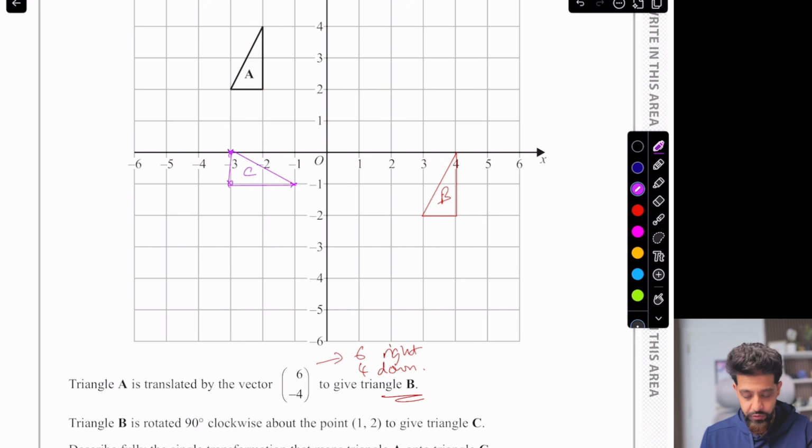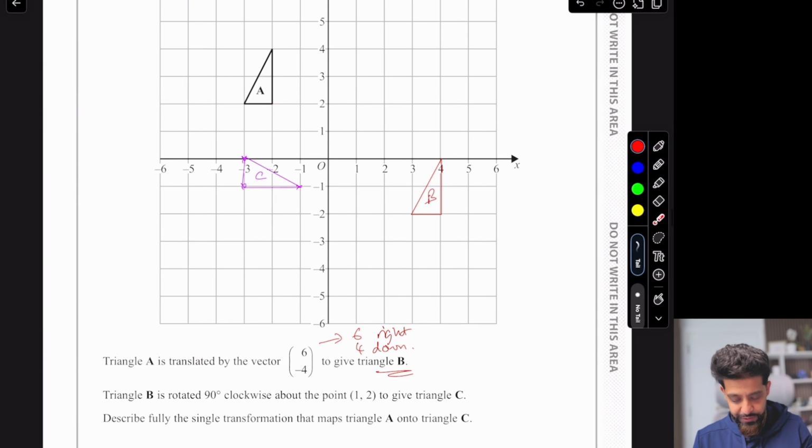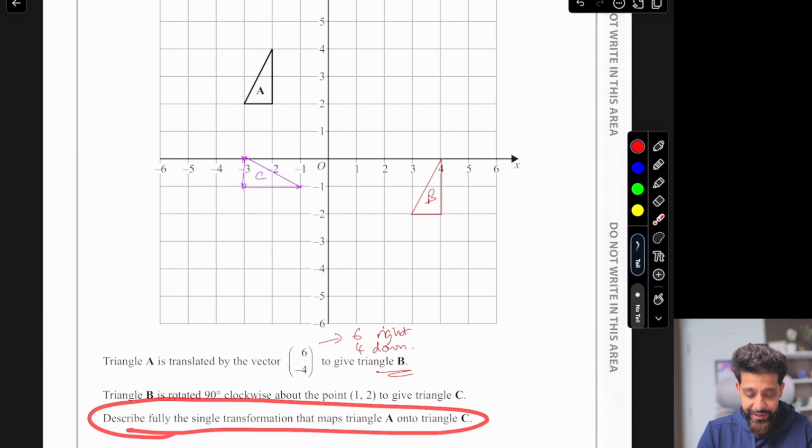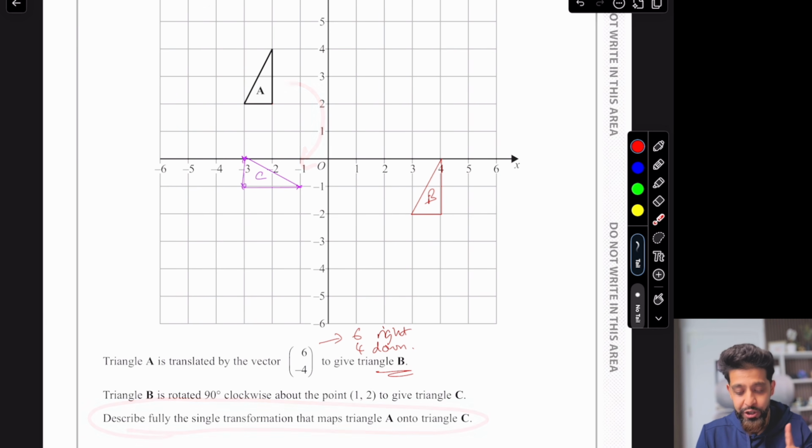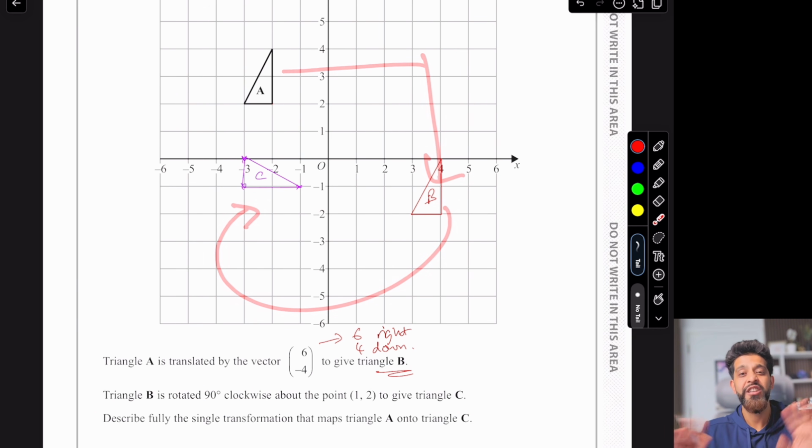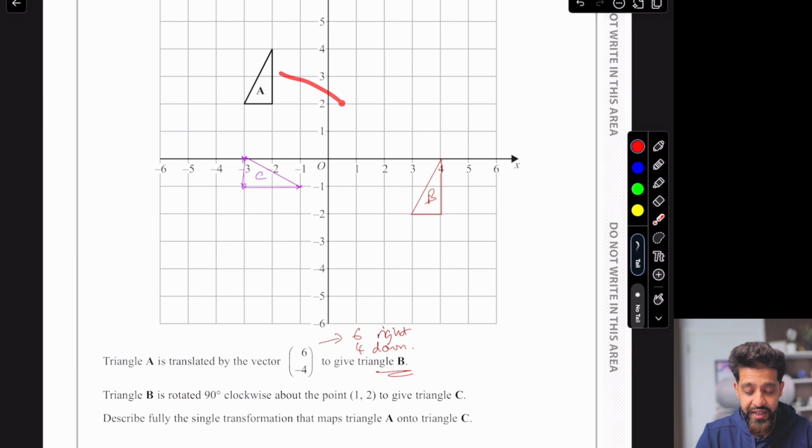There. So that's your triangle C. Now what the question wants you to do is describe how A directly goes there with one single transformation. As you can see, you did two transformations. You did that and made it go down there, and then you did your rotation. But it just wants you, having done this, to just say, how does this A go to C directly?